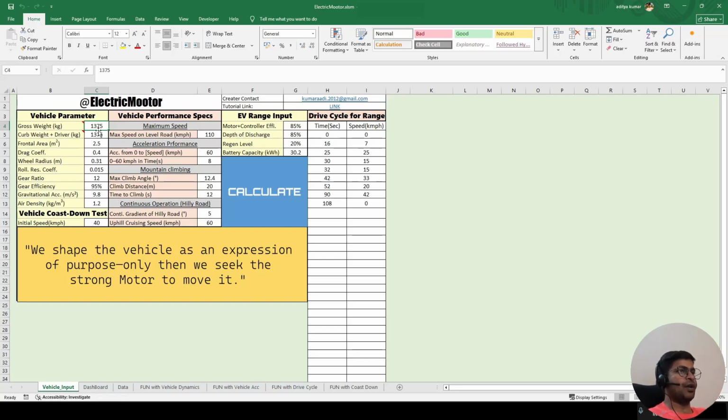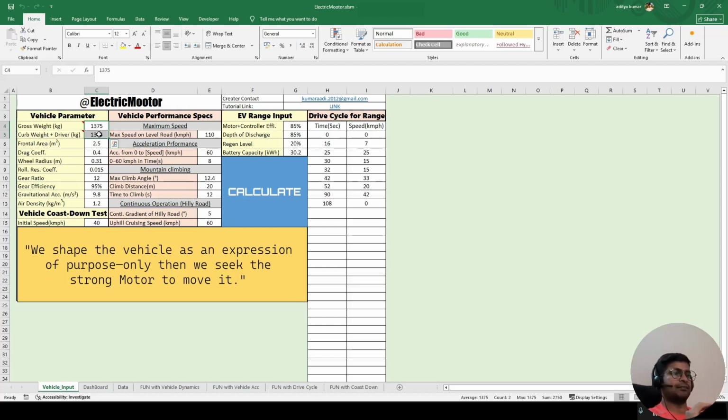So as you can see here, in the two cells I have defined the weight of the vehicle, and you will ask me why I have defined two types of weight. The reason is very simple. I'm just going to describe the two scenarios.